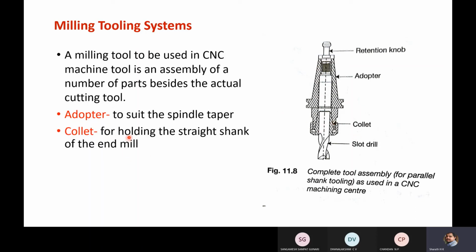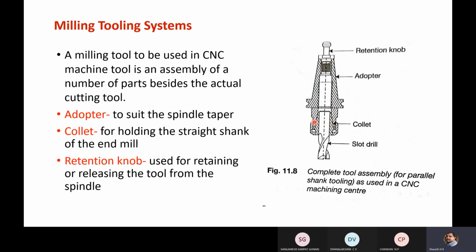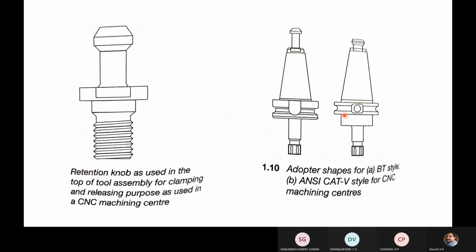Next, the collet, for holding the straight shank of the end mill. This portion is called the shank. So the collet will hold the shank portion of the end mill. The retention knob is used for retaining or releasing the tool from the spindle. So this is the retention knob, and these are different designs of adapter. Depending on the taper of the spindle hole, you will have the same taper, same ratio.